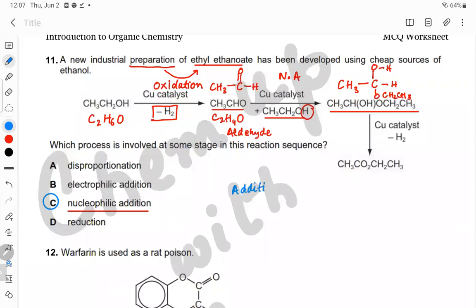You guys can remember this in this way: addition across a carbon-carbon double bond is electrophilic addition, and addition across a carbon-oxygen double bond, whether aldehyde or ketone, is nucleophilic addition. So if you see here, the addition took place across the carbon-oxygen double bond. So that's why it's a nucleophilic addition. Now is it understandable to everyone?